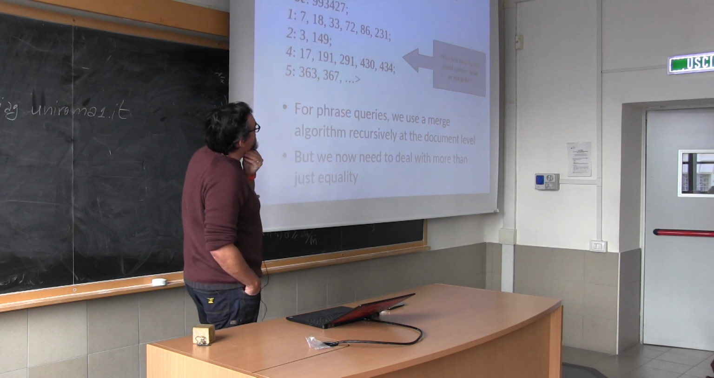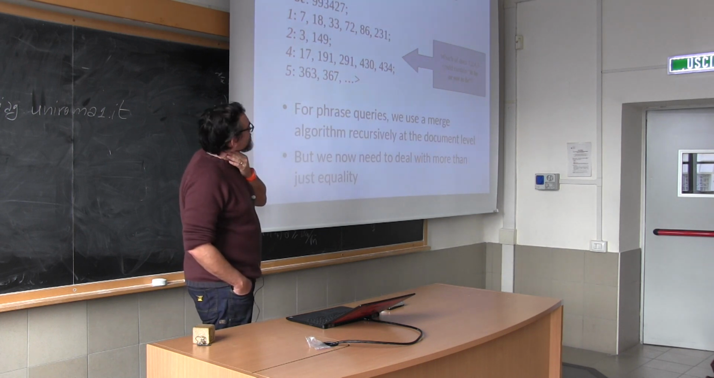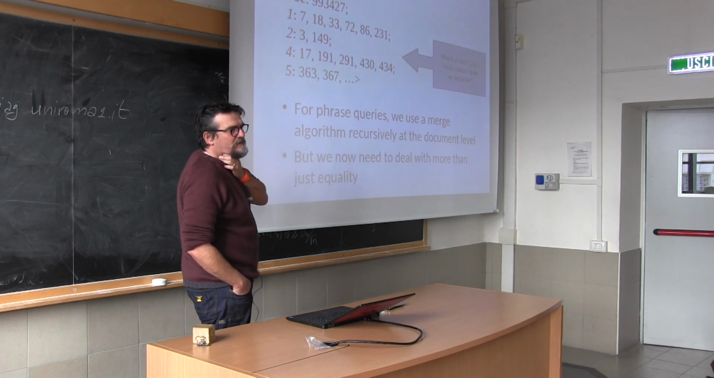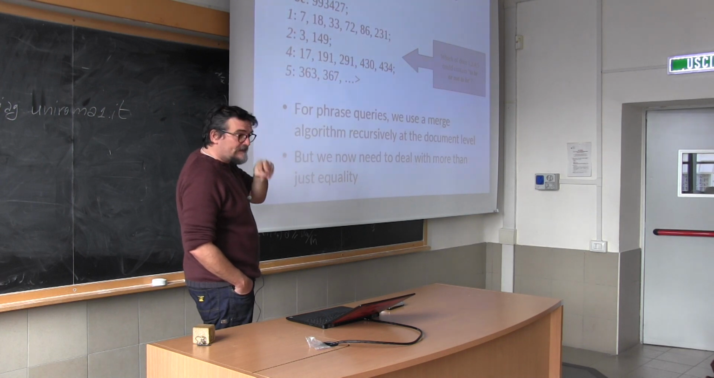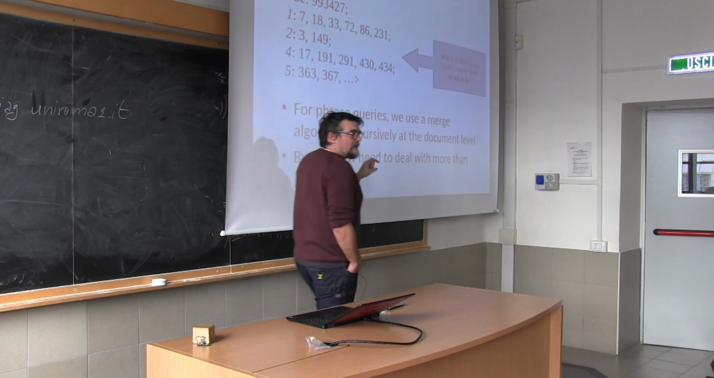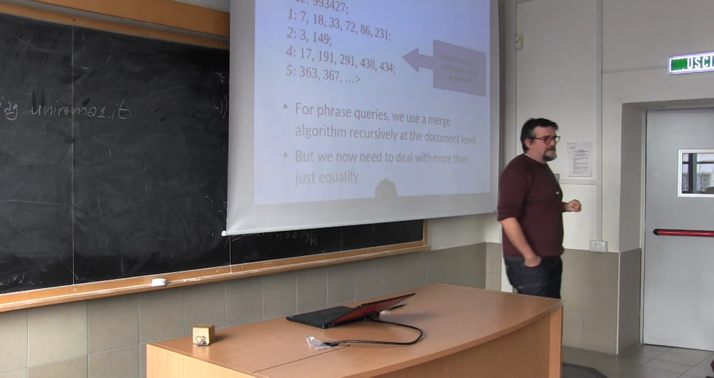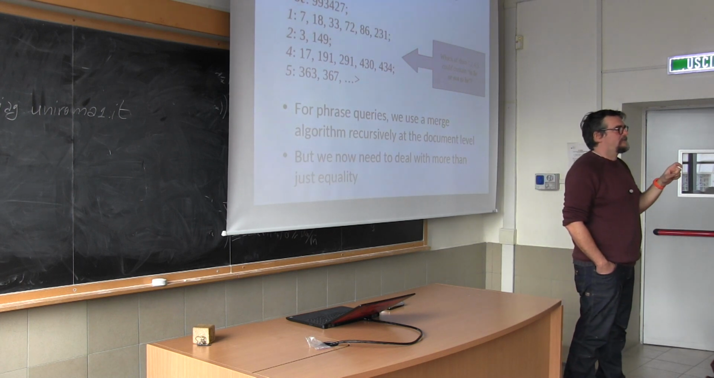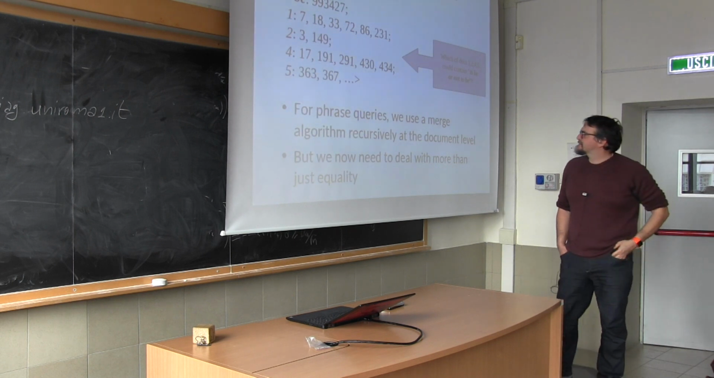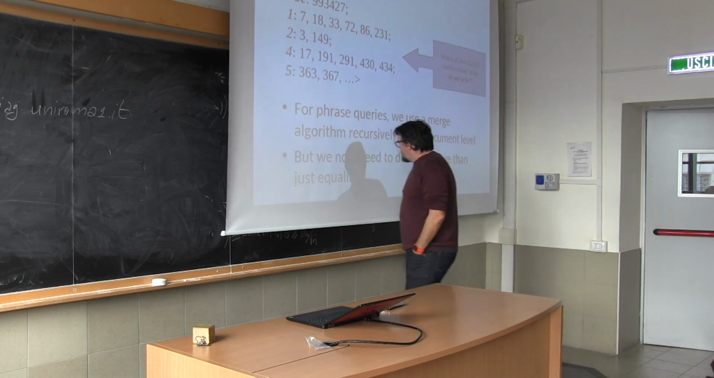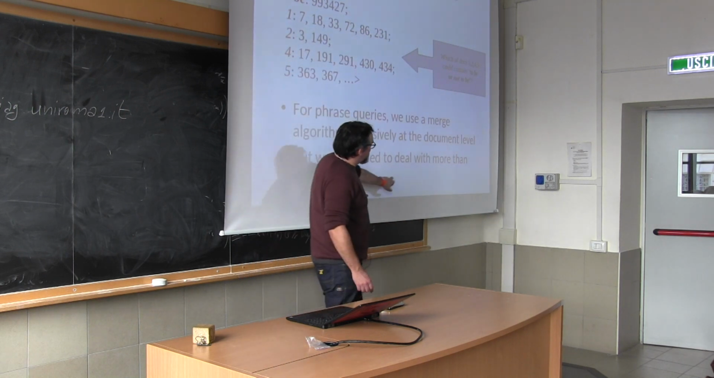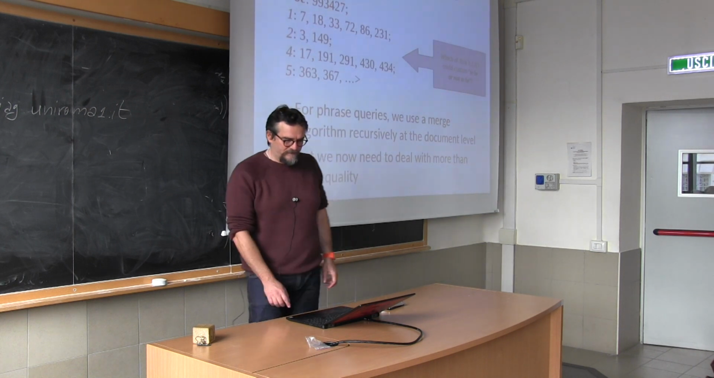So what can we do in order to solve phrase queries? We can use a merge algorithm that is pretty similar to the ones we saw before, but we have to iterate both on the document and on the position. It's not sufficient anymore to iterate only on the documents in the posting list. Once we have seen that a document is in both, we have also to iterate on the positions in the document in order to answer the phrase query. Okay? So it's not sufficient to deal only with equality.